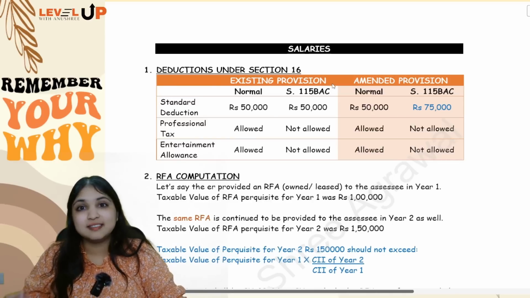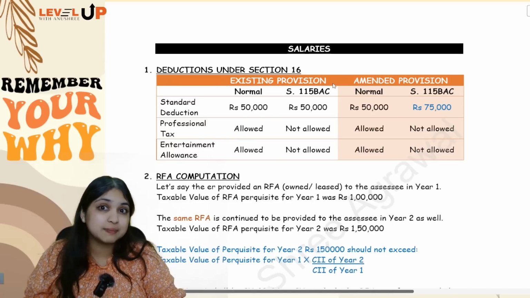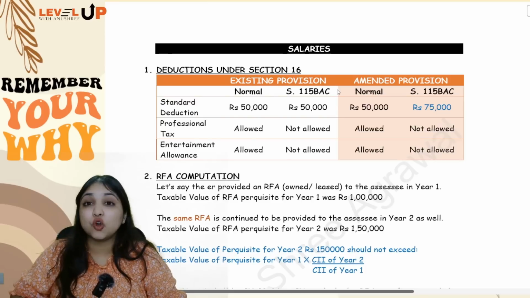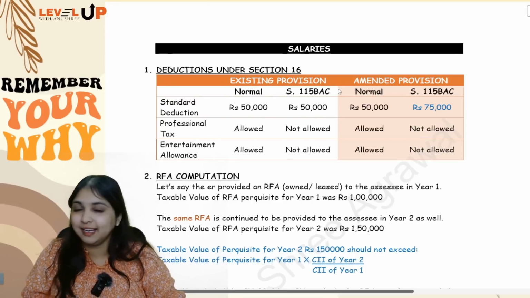In residential status, ensure you are thorough with deemed resident concept, guys. In scope of total income, ensure that you are thorough with interest, royalty and FTS discussion.